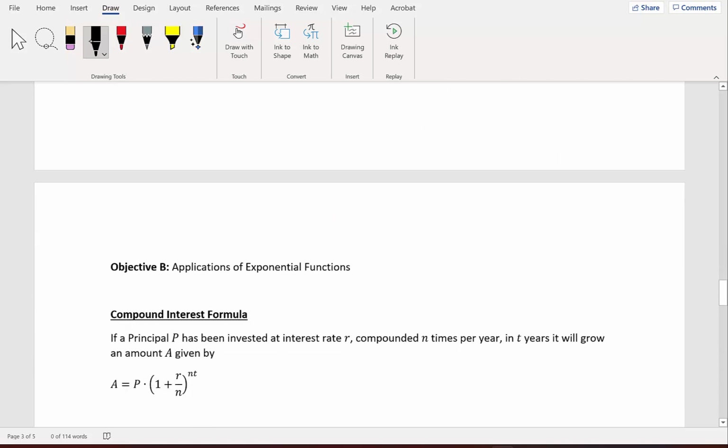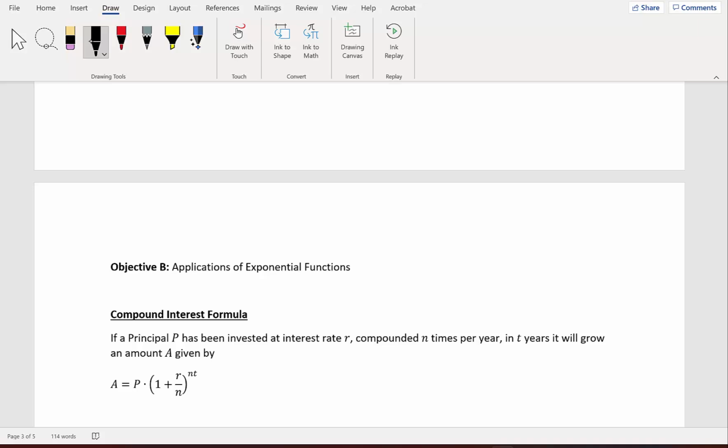Okay, so now our next objective, we're going to take a look at applications of exponential functions. First we're going to take a look at the compound interest formula. If a principal P has been invested at an interest rate R, compounded n times per year, in t years it will grow an amount A given by A is equal to P times 1 plus R over n, raised to the n times t.